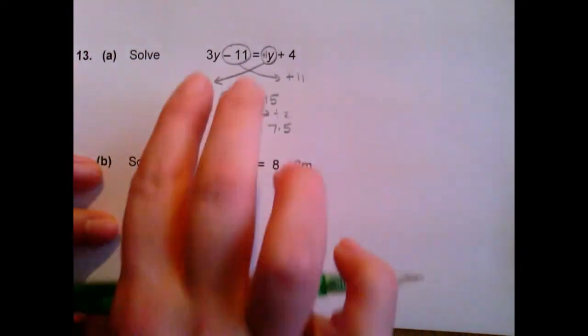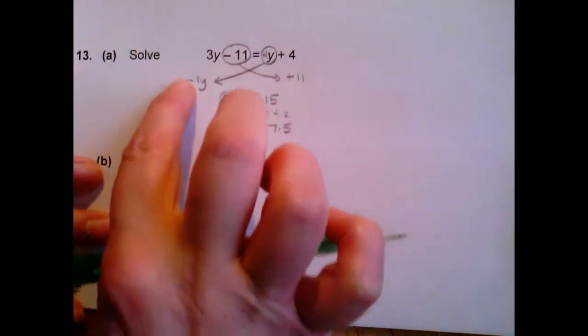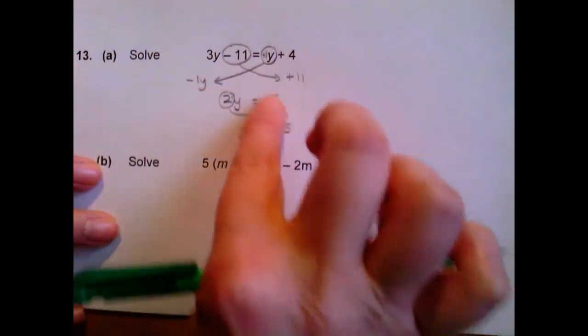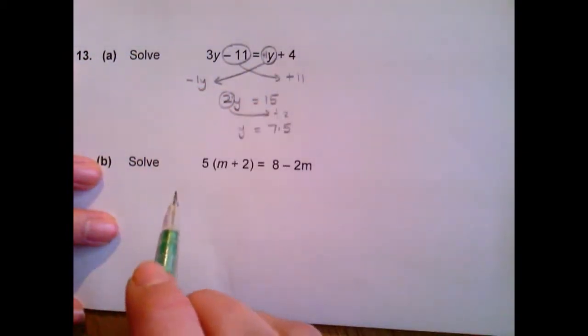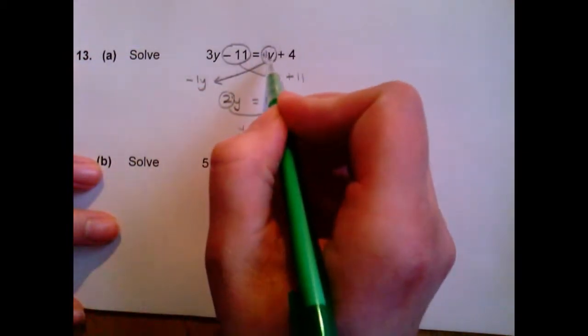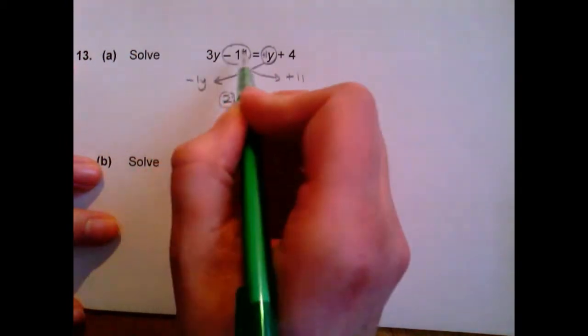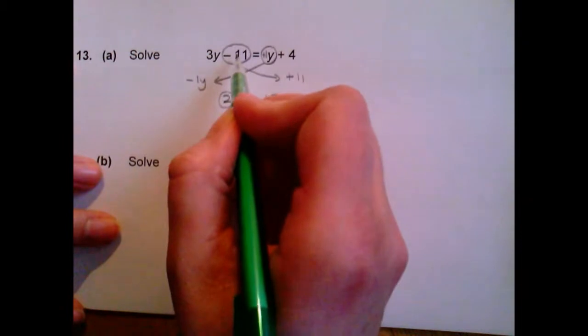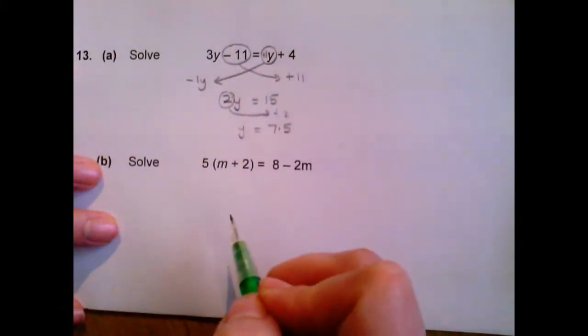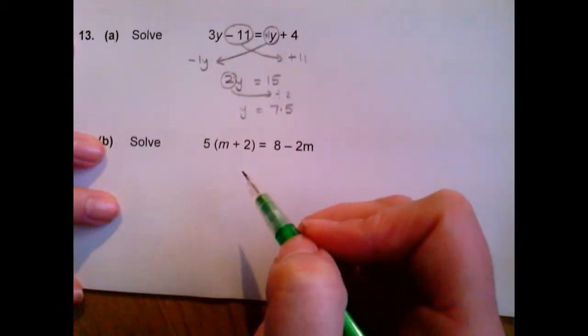So the key to this one, where you've got letters on both sides, is to get all of the letters on the first side and all of the numbers on the second side. So circle the letter on this side, bring it over there and do the opposite. So a plus 1 turned into a take 1. Take the minus 11 over to the far side and add it on. And then solve the way you would normally solve.